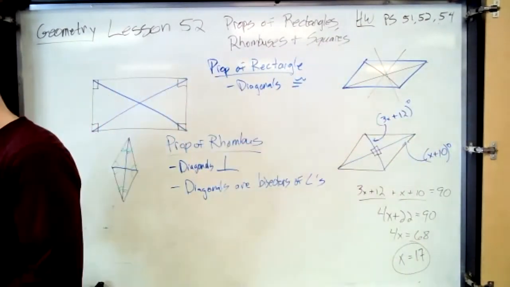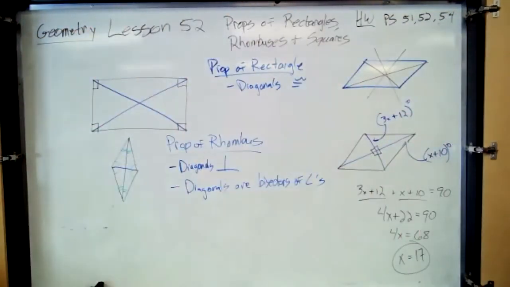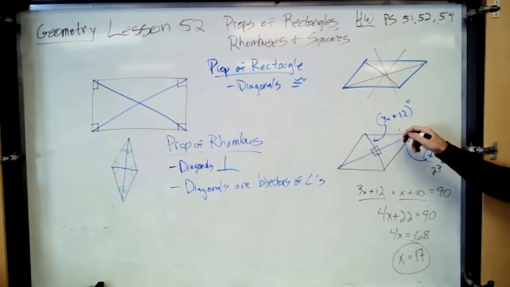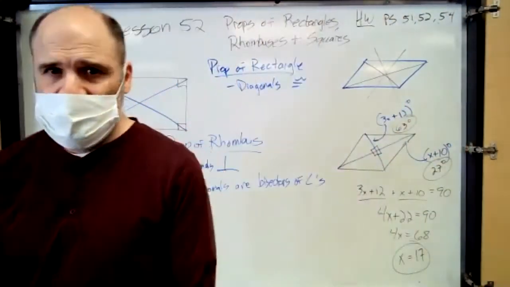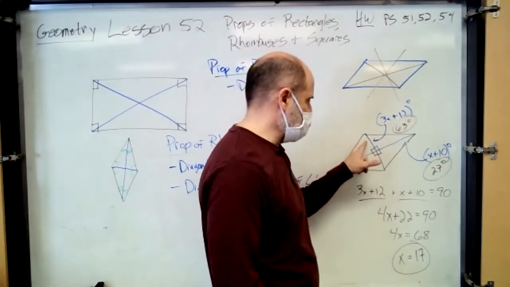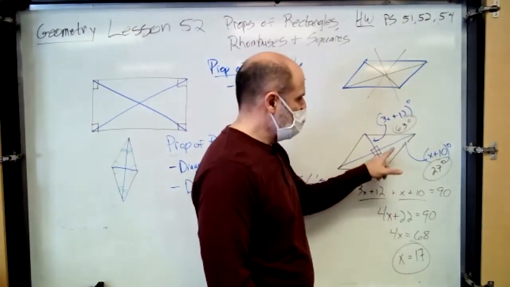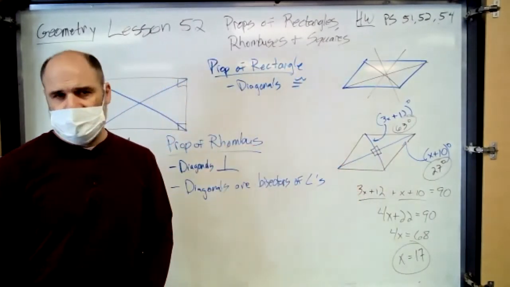And then you still have to put it in. You have to figure out the 17 times 3, which is 51. So this is going to be 17 plus 10 is 27 degrees. And this is going to be 51 plus 12, which is 63 degrees. And then you can just backtrack and add it together to make sure. It's just those two angles all the way around. So this is 63, 63, 63, 63, 27, 27, 27, 27. Okay?